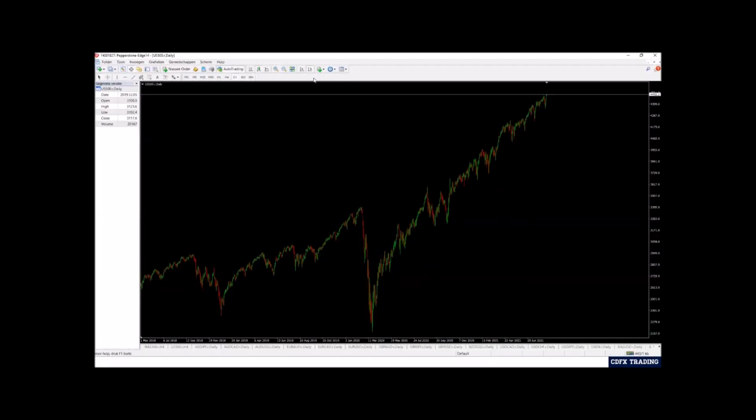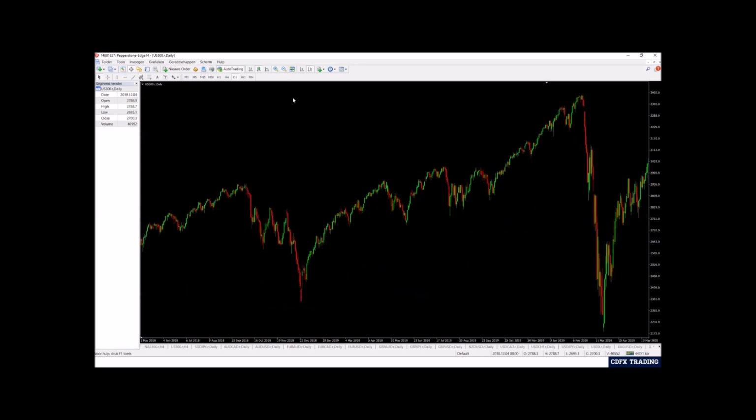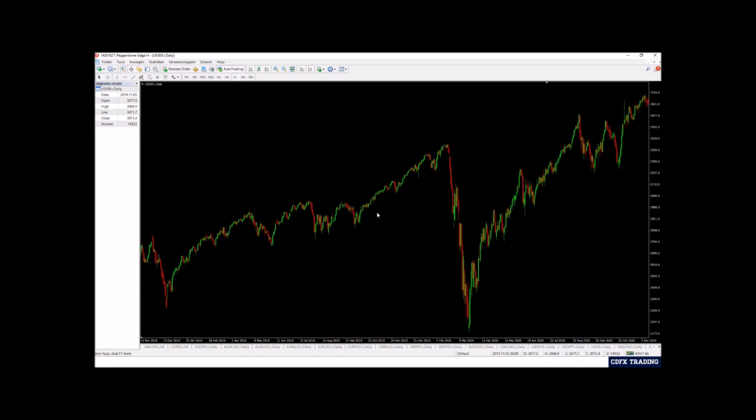Now, recently, I've been developing a strategy in indices, and oh boy, it performs so well. Still in the testing phase, but definitely going to run it live this year. And it performs way better than my strategy in FX.